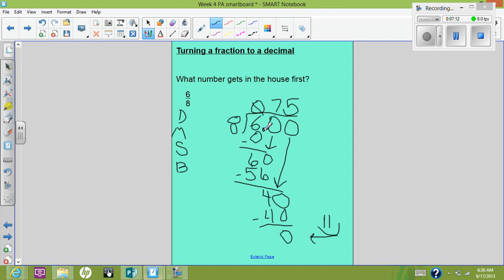I then look at my answer. The decimal point that I have here gets brought straight up here, and I'm left with 0.75 as my answer. So 6 over 8 as a fraction can be turned into a decimal 0.75 by using long division with the steps divide, multiply, subtract, and bring down.